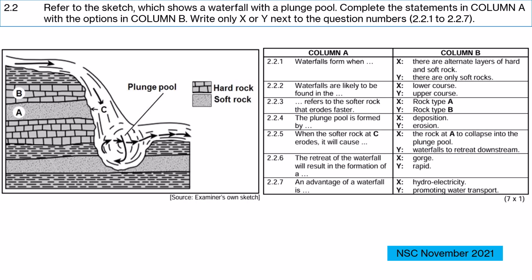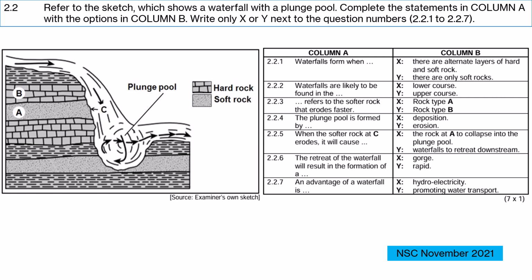Question 2.2 from paper 1 of November 2021 reads as follows. Refer to the sketch which shows a waterfall with a plunge pool. Complete the statements in column A with the options in column B and write only X or Y next to the question numbers 2.2.1 to 2.2.7.